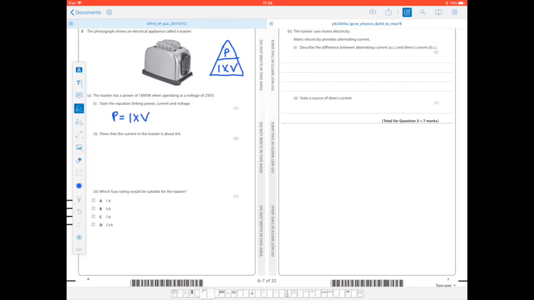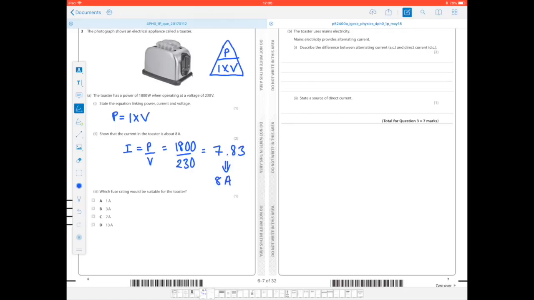Part two, show that the current in the toaster is about 8 amps. So current equals power divided by voltage. I always write out the equation I'm using. We know that power is 1,800, dividing it by 230 to give 7.83 to 3 sig fig, which is approximately 8 amps.